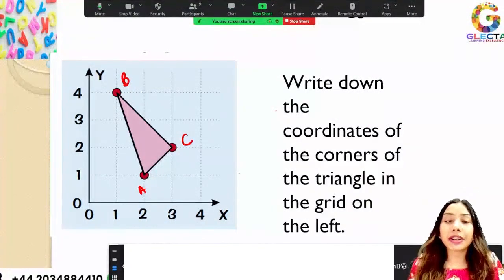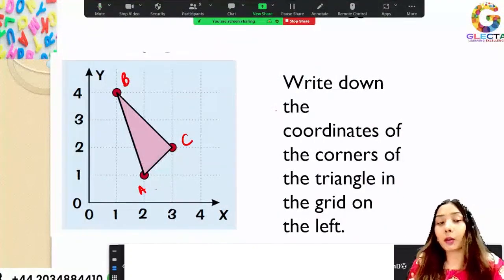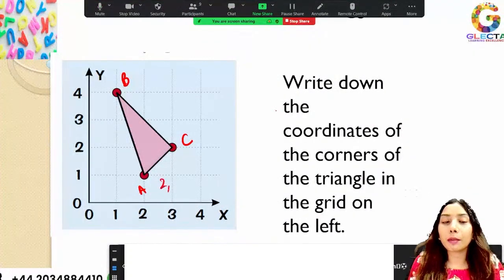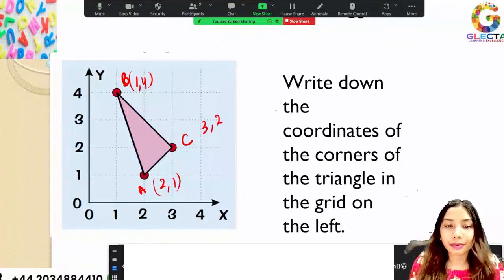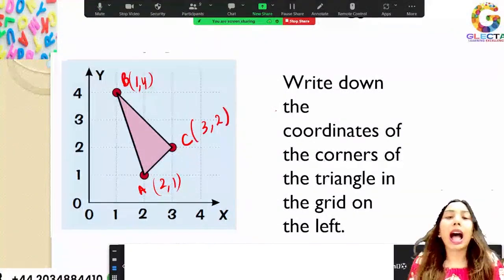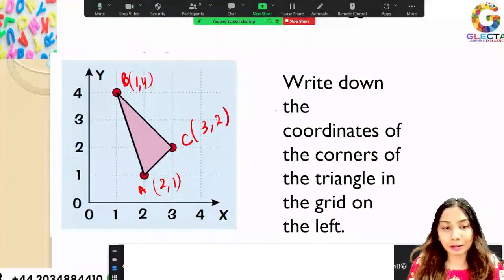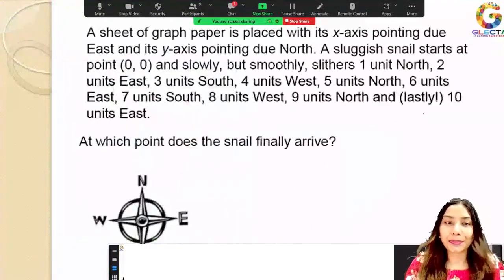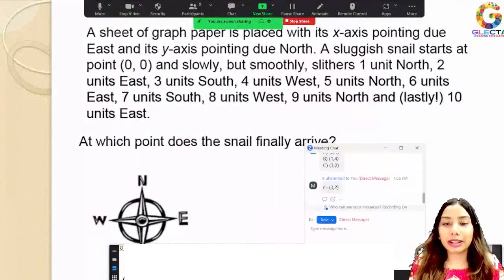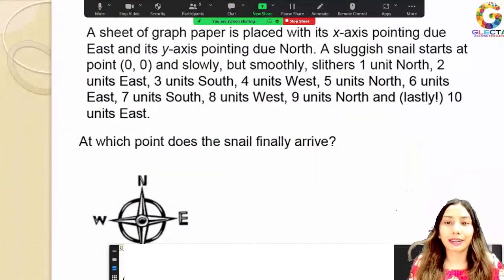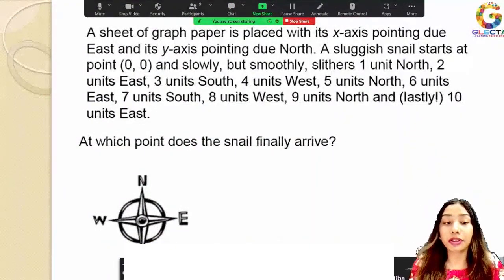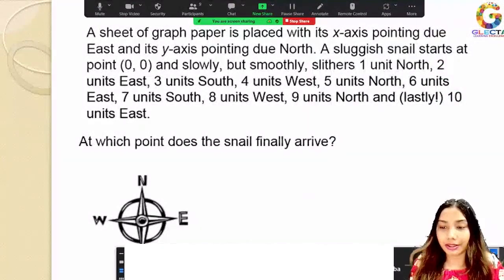I'm going to tell the answer now. You guys can check, since your time is up for the question. This is going to be 2, 1, then 1, 4, and then 3, 2. I hope you all are getting the same answer. Now let's start with the good level of the question. This is your question. I'm also going to share some tricks on the same question. First, I want you to do the question.